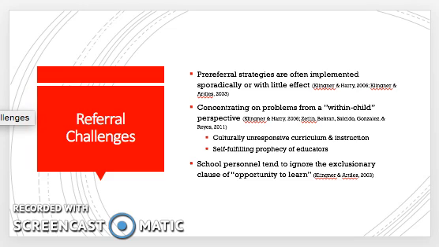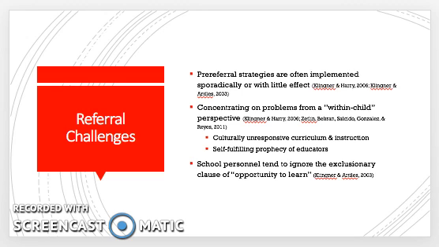So let's look at some of the challenges inherent in the referral process. One challenge is that pre-referral strategies are often implemented sporadically or with little effect. And this is something that was a big theme in multiple articles I looked at, that these strategies that are recommended aren't really being implemented with fidelity.